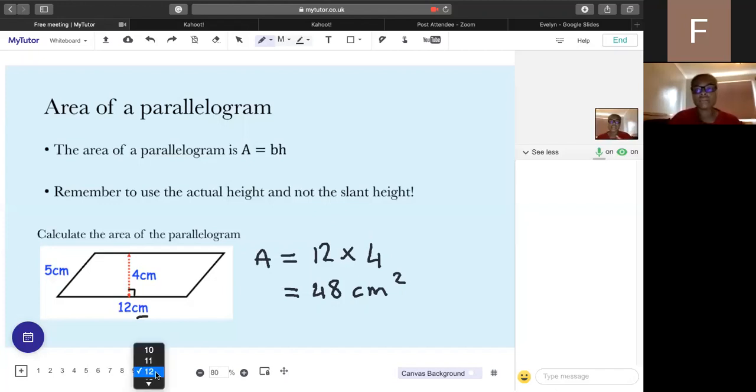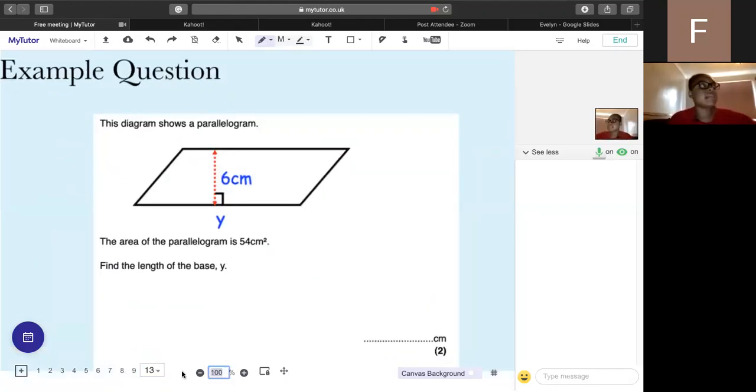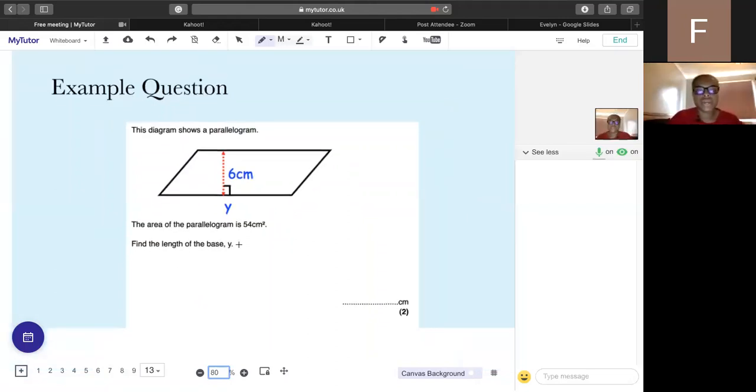Before I answer some more questions, I'm just going to go through an example question here and common mistakes, and then I will check out the rest of the questions. So this diagram here shows a parallelogram. Now they've told us our base has a length y and our vertical height has a length of 6 centimeters. Now they've given us the area. So sometimes in exam questions, they might give you the area and they might want you to work backwards to work out what one of the lengths is.